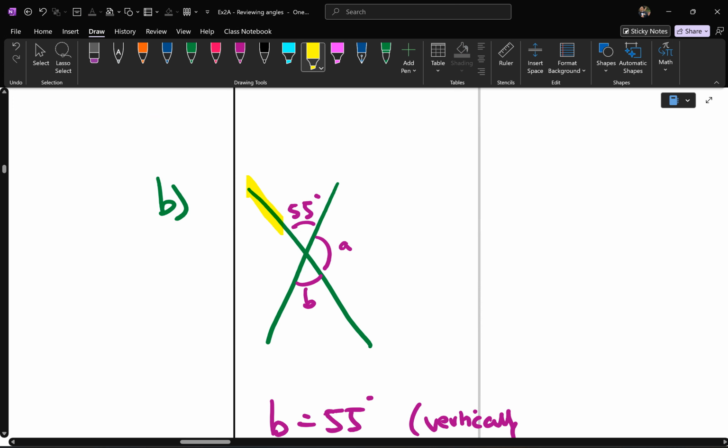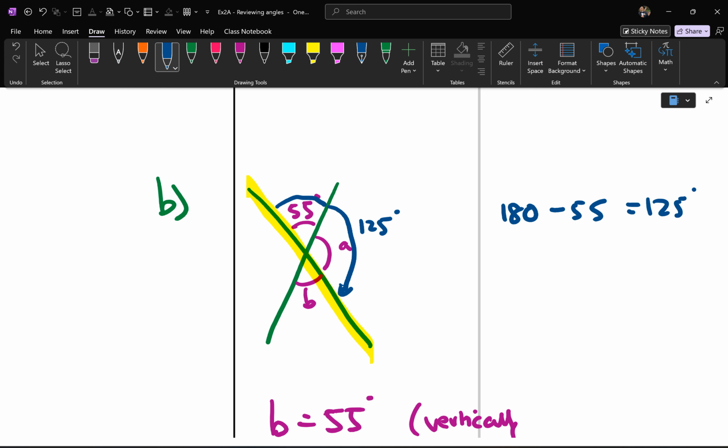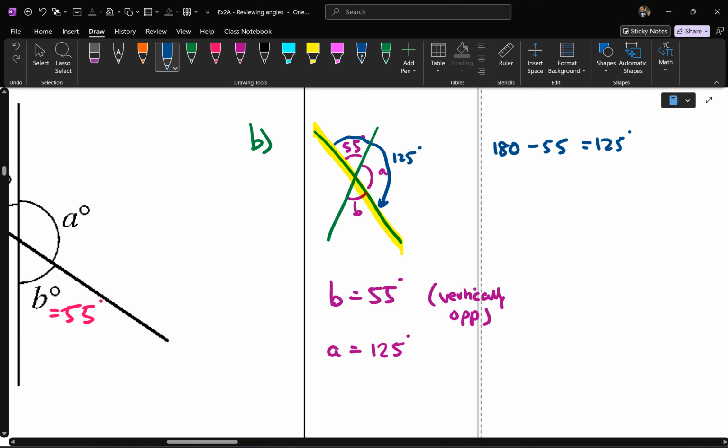Again, this is a nice straight line. Can you see that's a straight line? So that means if this is 55, this entire angle, if I went from here to here, that's 55, then I need another 125 to make 180. Okay, and if you couldn't do that arithmetically in your head, you could have done 180 take away 55, and that would have gave you the leftover, which is 125 degrees. So that's why we know 125 is A, but what's the reasoning? What do you write?